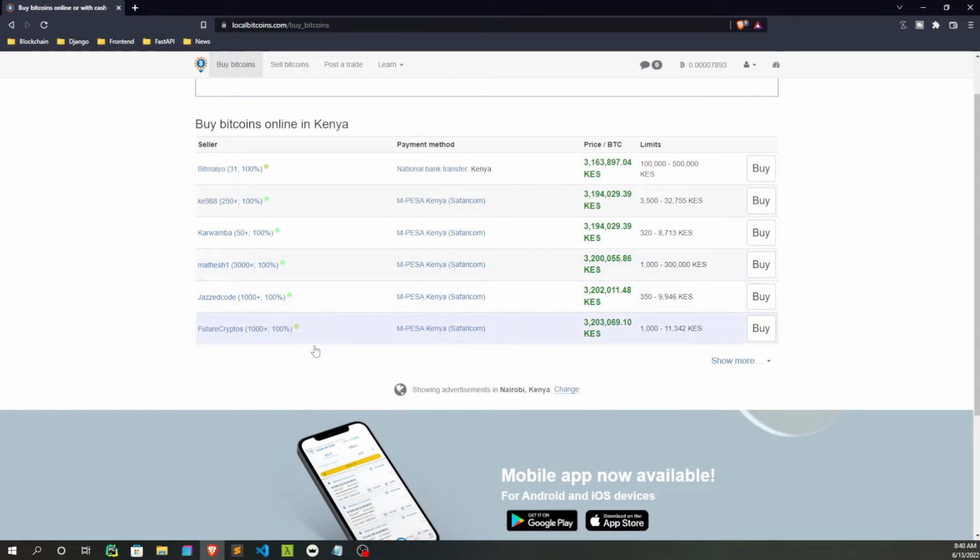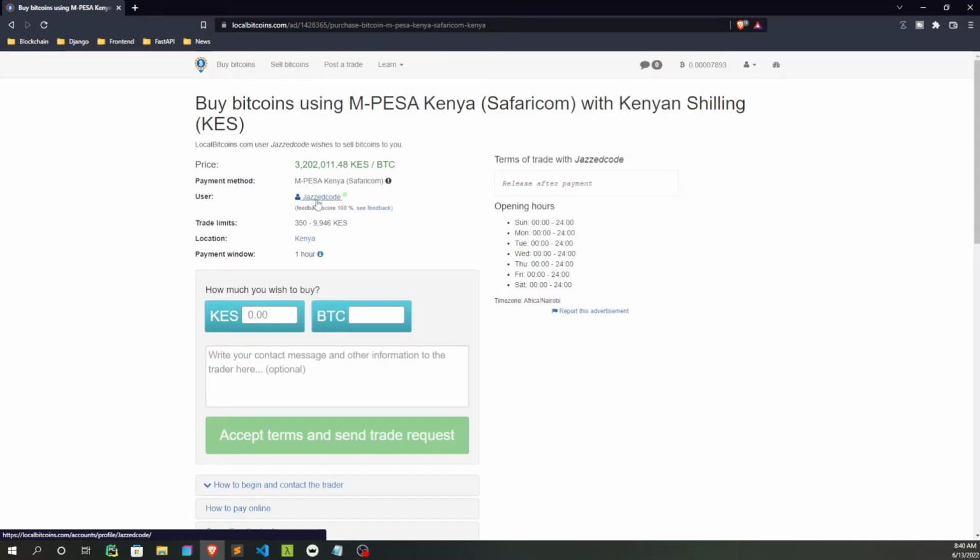Now we come and look at this one. We have this user. We are interested in this user because of the limits. They're selling from 350 to around 10,000. Now let's vet the user. Let's go to their profile.